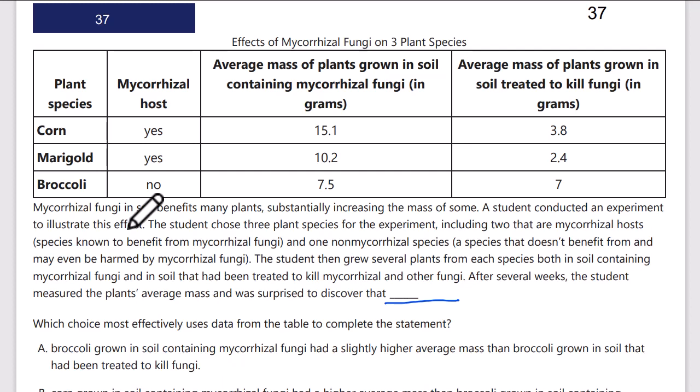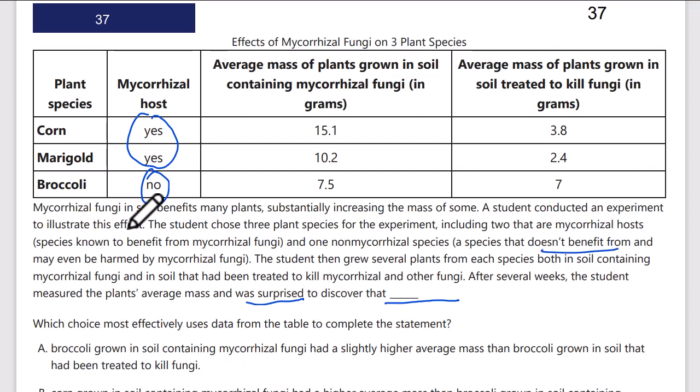After several weeks, the students measured the plant's average mass and were surprised to discover that. So what did we learn? The effects of fungi on 3 species. We've got broccoli, marigold, corn, and 2 of them are mycorrhizal hosts, right? They benefit from the fungi. 1 is not a mycorrhizal host, so we would expect it won't benefit from the fungi.